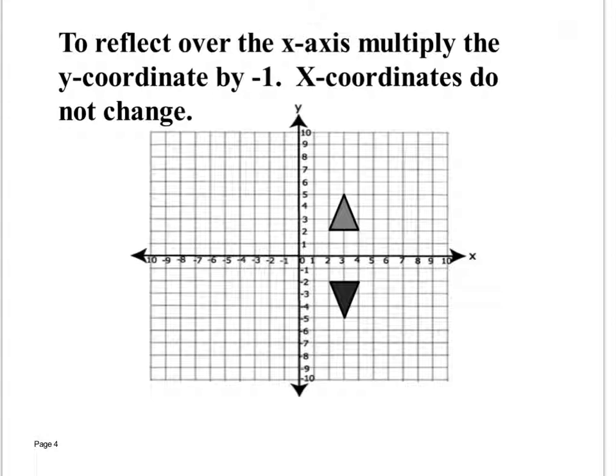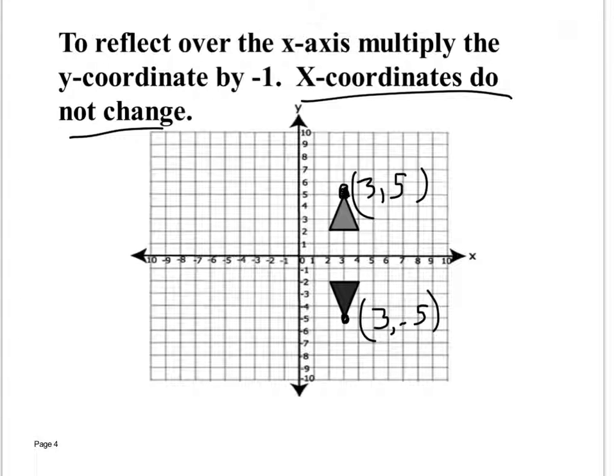Alright, so if we're reflecting over the x-axis, what coordinate do we change? The x or the y? The y. Our x-coordinate does not change. All we do to change our y is we multiply it by -1. So what's the y-coordinate of this point right there? 5, right? I don't need to know my x because it doesn't change. What is it going to be if you flip it over the x-axis? -5. The x-coordinate does not change.